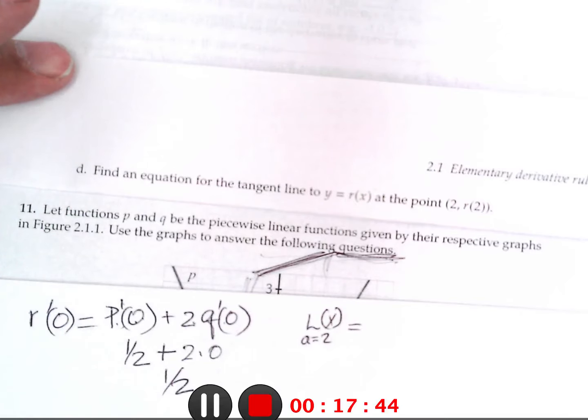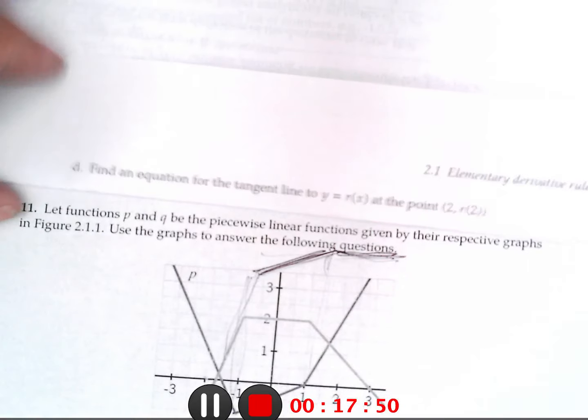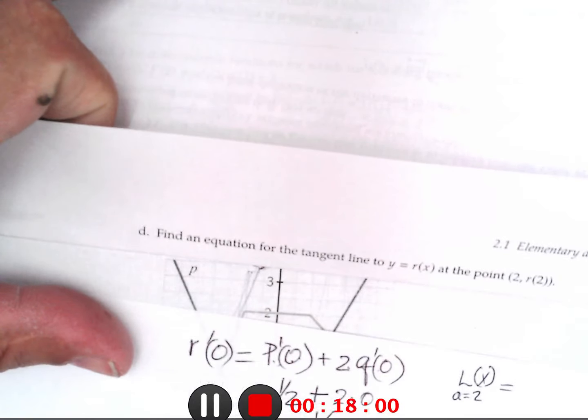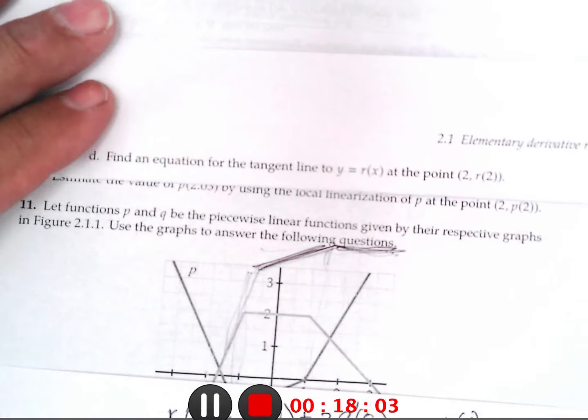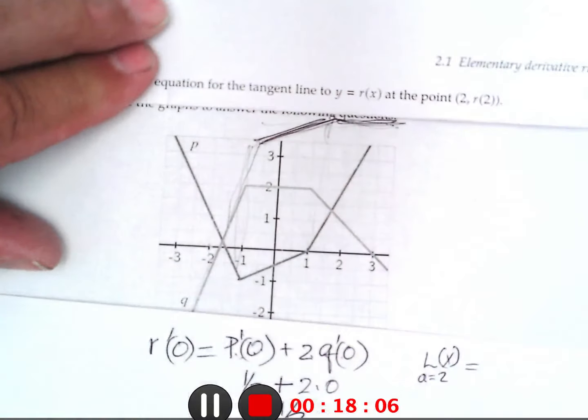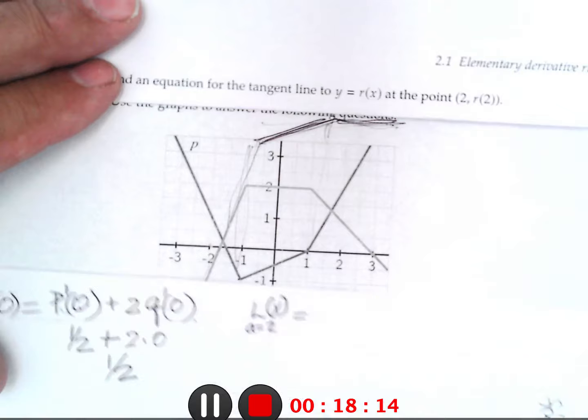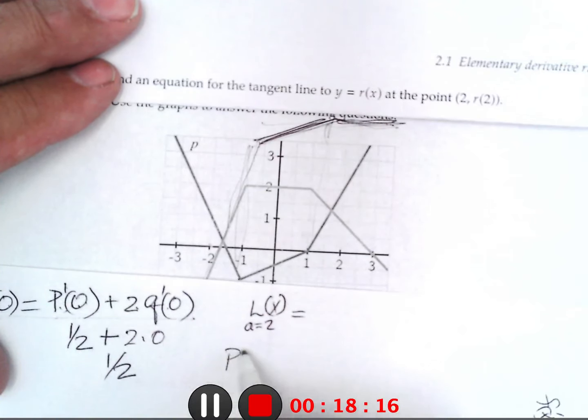Let's see. R prime at 2 was, well, we did at negative 2. So we need to find r prime at 2. Trying to keep all these papers organized here. We're going to do the same thing again, but with not 0, but 2. So, p prime at 2 plus 2q prime at 2.